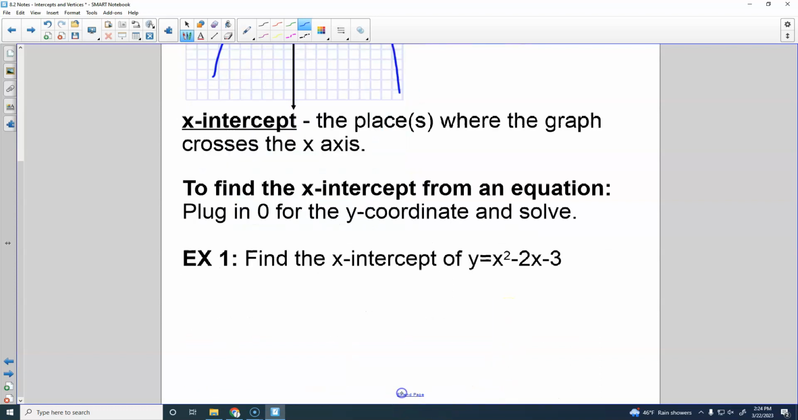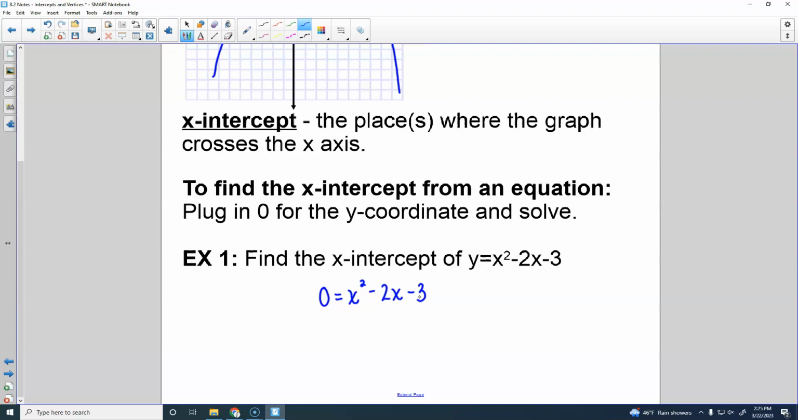Now, these are going to be a little harder to solve than the y-intercepts. They're not terribly difficult, but the y-intercepts were super duper easy, right? So for the x-intercepts, you are plugging in 0 for y, so that's going to give you 0 equals x squared minus 2x minus 3. Okay, what do we do to solve that? How are we going to put that x squared and that 2x together?